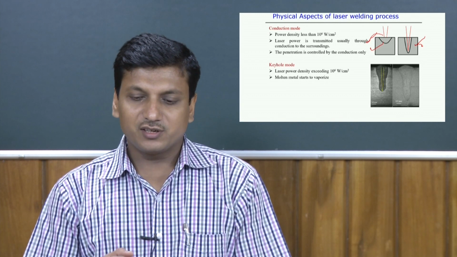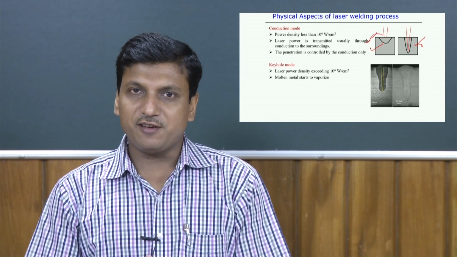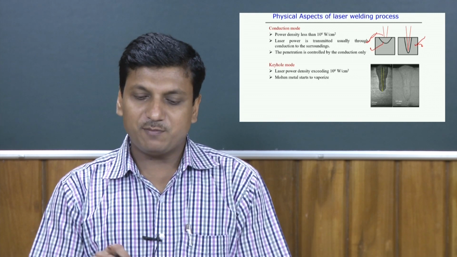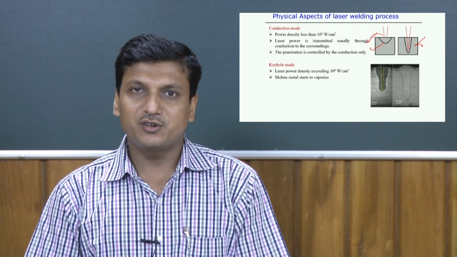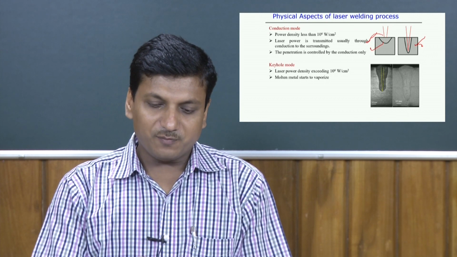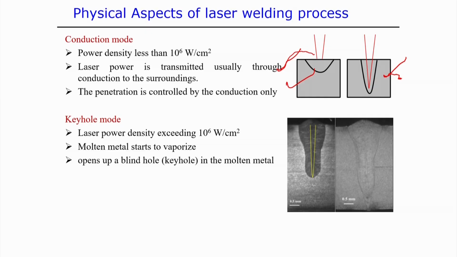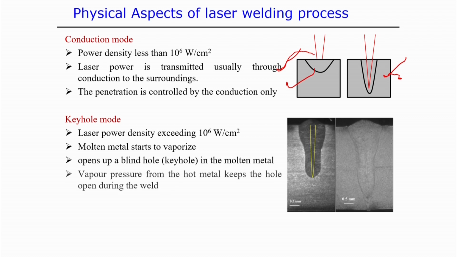So, it forms a typical shape, over which a vapor domain exists within that substrate material, and that molten metal starts to vaporize. Basically it creates a blind hole, which is called the keyhole. Within the keyhole, it reaches some steady state when it forms a vapor domain, and that vapor pressure actually keeps the keyhole formation alive.